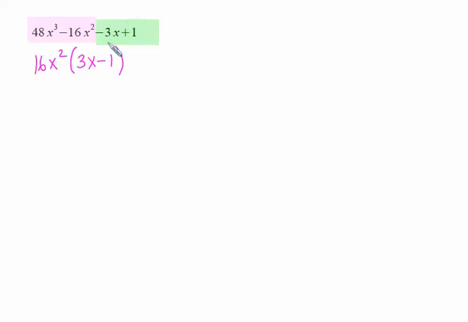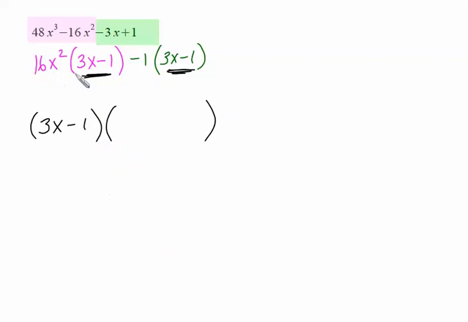Over in green, we want to factor out a negative 1 because then we will also have a 3x minus 1 remaining in parentheses. We should build the same thing in those two sets of parentheses because then what we want to do is factor that item out of everything. So now we factor out the 3x minus 1, and in the other set of parentheses it will leave us with 16x squared from what we had in magenta and the minus 1 from what we had in green.